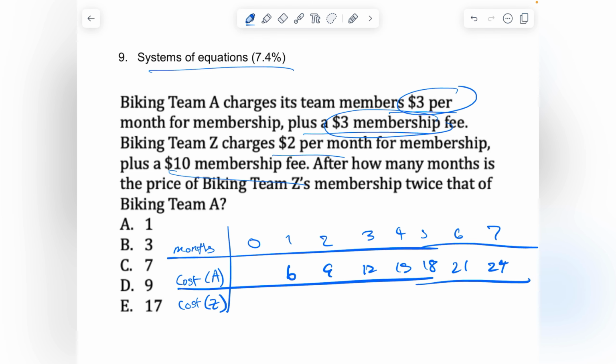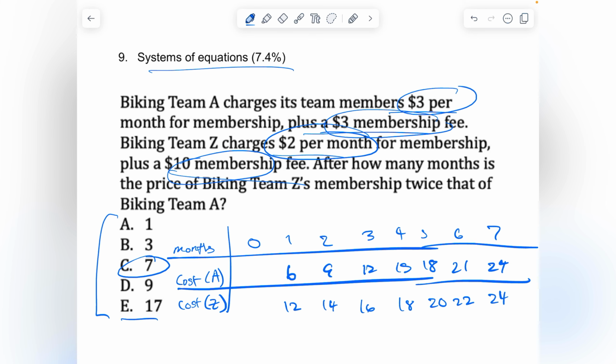24, okay. Now for Z it says $2 per month plus $10 membership fee. So your first month is 12, then you're going 14, 16, 18, 20, 22, 24. Look at that. I got the answer just by writing it all out. So if you look at a problem like this and you're really not sure, you can table it out and go up until really the values it tells you to, and you should end up at your answer.